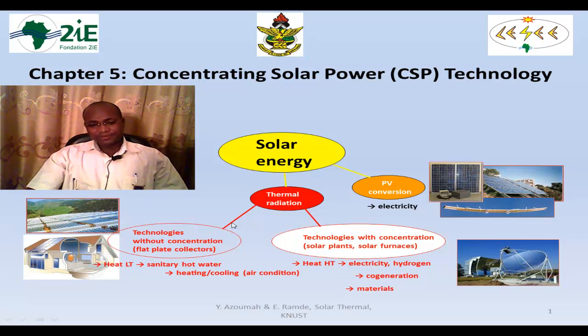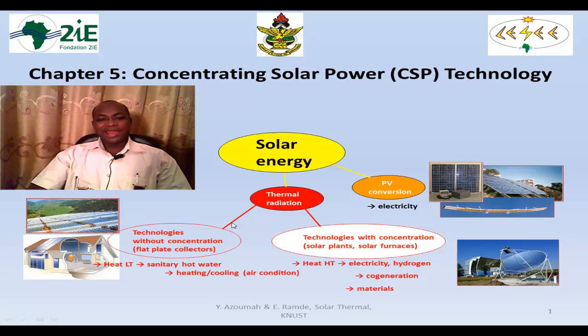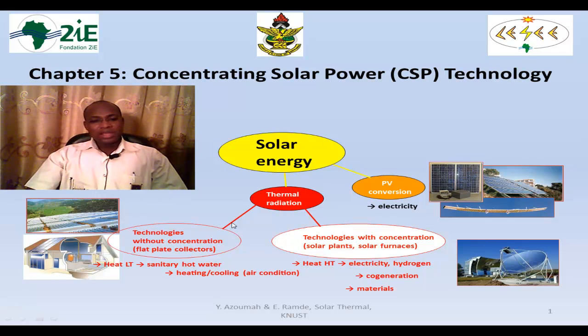But today, I would like to speak about the second way in thermal conversion of solar energy. This second aspect of thermal conversion of solar radiation is technologies with concentration. These are solar power plants called CSP, concentrating solar power. And we have also solar furnaces.